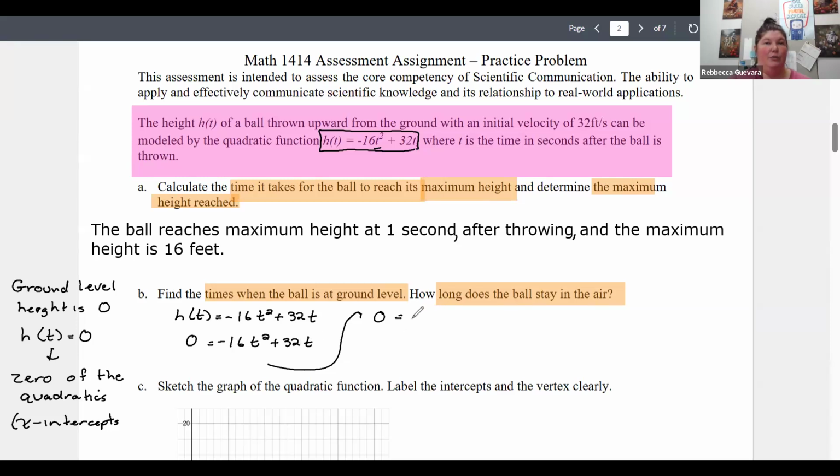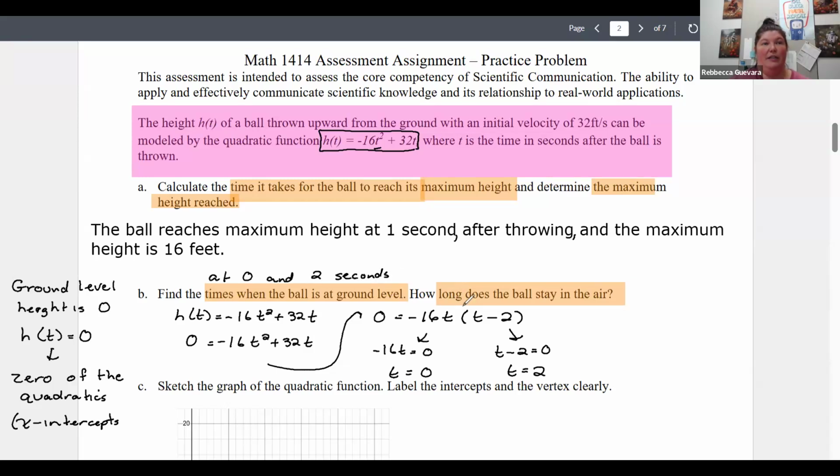Both 16 and 32, you can factor out a 16 from, and then we have a t and a t, so I can factor out a negative 16t, leaving behind a t minus 2. So that's the factored form. So either negative 16t equals 0 or t minus 2 equals 0. So what we get here is either t is 0 or t is 2. So the ball, when it is at ground level, is going to be at 0 and 2 seconds.